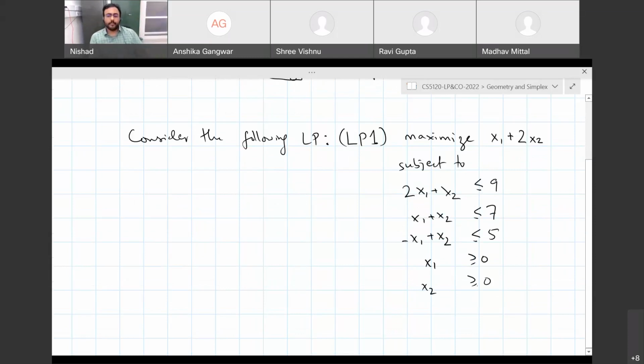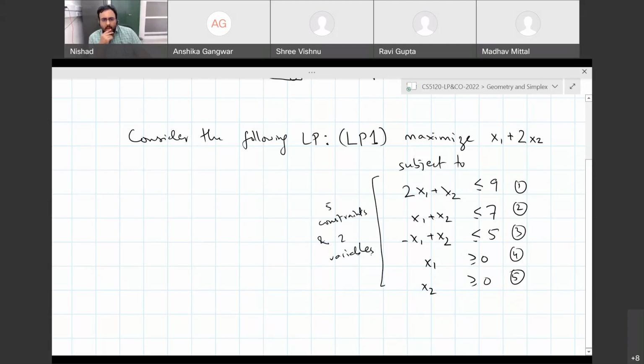So we have a total of 5 constraints. Let's just call them 1, 2, 3, 4, and 5. And we have 2 variables. So, 5 constraints and 2 variables.